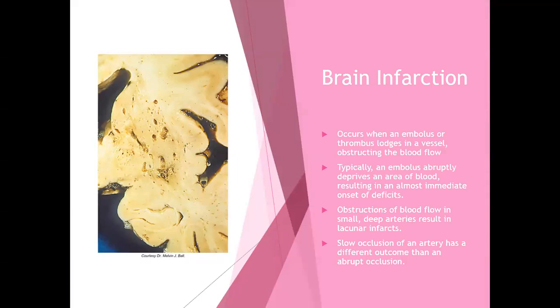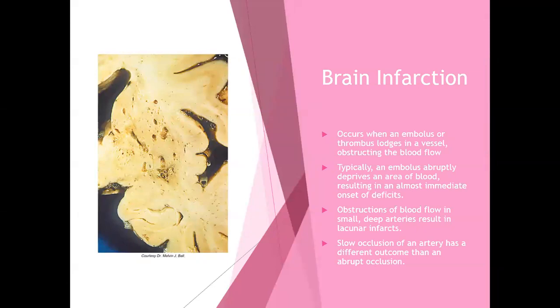A brain infarction occurs when an embolus or a thrombus lodges in a vessel and obstructs the blood flow. So the embolus abruptly deprives the area of blood and it results in almost immediate onset of deficits. That's what people will report to you: that they were going along just fine and all of a sudden they were slurring their speech and they were having trouble walking.